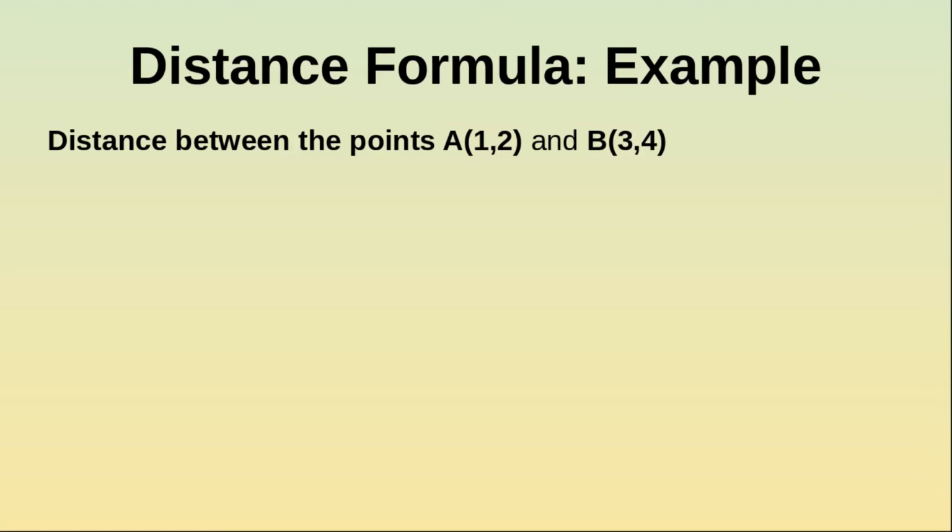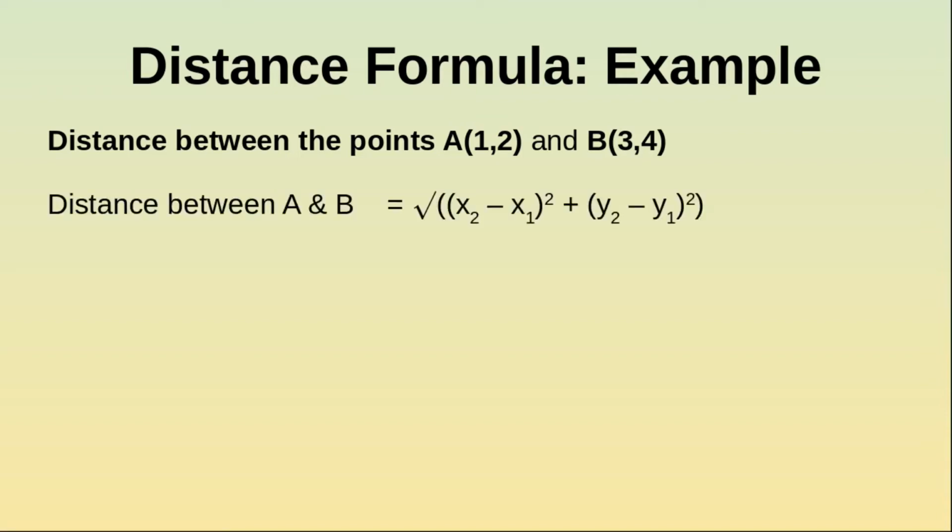Now, suppose we are verifying the distance formula with the help of an example. Suppose we want to find the distance between these two points, that is A (1, 2) and B (3, 4). So, according to the distance formula, we are having the formula something like this, that is square root of x2 minus x1 whole square plus y2 minus y1 whole square. So we are putting the values in this formula. We are getting square root of 3 minus 1 whole square plus 4 minus 2 whole square.